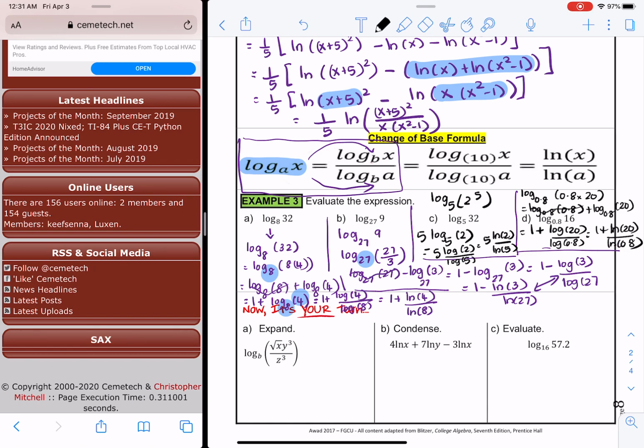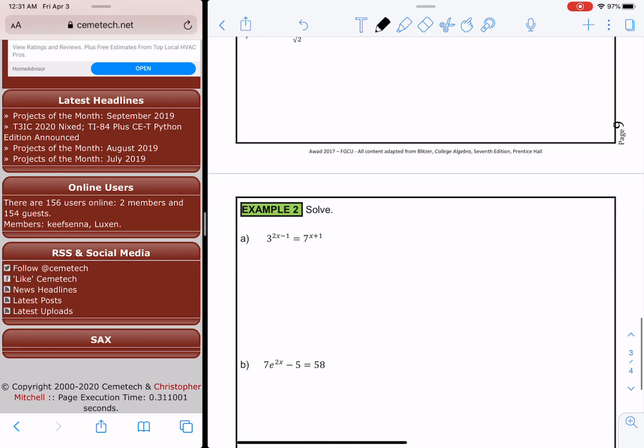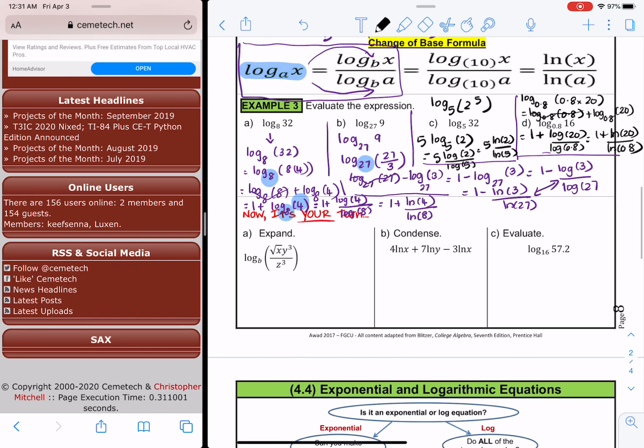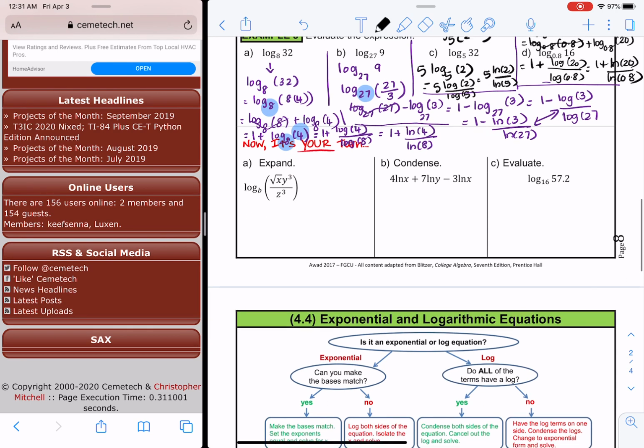We can take this one step further, but I'm running out of space, so we can rewrite this term because it is a log base 10, and 20 can be written in terms of 10, 0.8 can be written in terms of 10, and we can simplify it further. I'm going to leave that as an exercise.